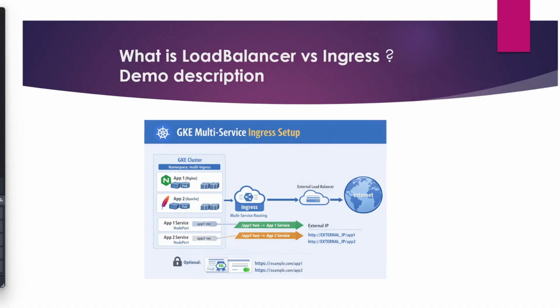So this problem, which we have just discussed, Ingress solves, right? Ingress uses one external IP and routes traffic to multiple services using the HTTP path or host name. Think of Ingress as a smart traffic manager sitting in front of your Kubernetes cluster.